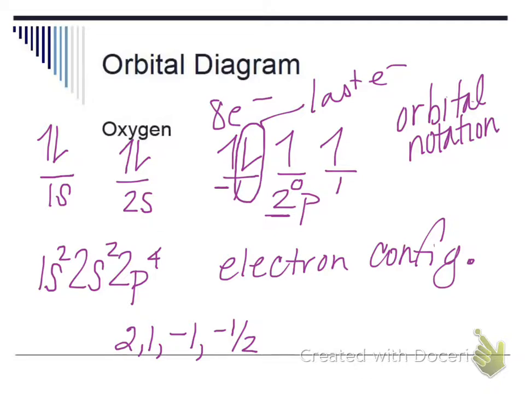Okay, now do your worksheet for homework. Just kidding. We're going to do some more examples. These are the quantum numbers. I don't understand.